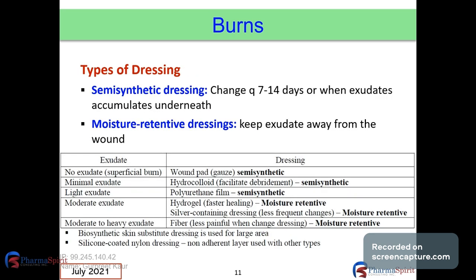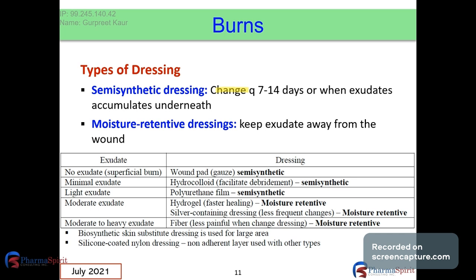Now we'll talk about the different types of dressing. On the previous slide, we talked about the dressing techniques. Now we are talking about the different types of dressing. The selection of the type of dressing, whether it's semi-synthetic or moisture retentive, depends on the amount of the exudate, the secretions. The semi-synthetic dressing usually is changed every 7 to 14 days, or when the exudates start to accumulate underneath.